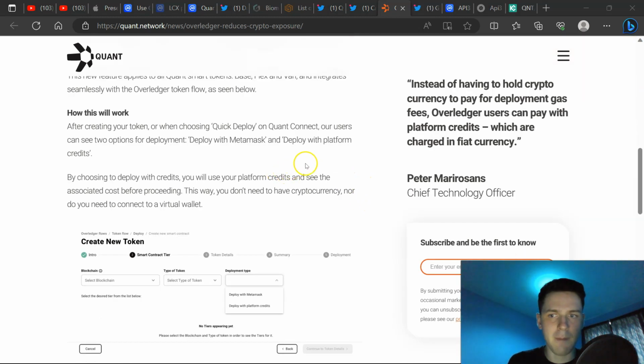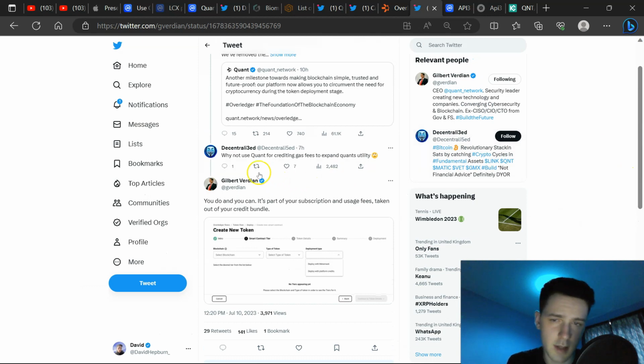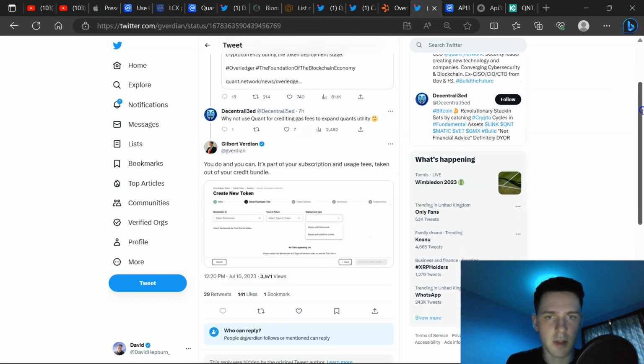Looking at it, it just makes sense, right? It makes sense. Also, the QNT token still has use. There's actually a question presented here by Decentralized. Why not use Quant for creating gas fees to expand Quant's utility? You do and you can, as part of your subscription and usage fees, taken out of your credit bundle. Remember, the Overledger cannot function without QNT.